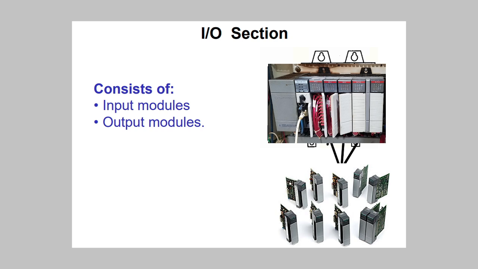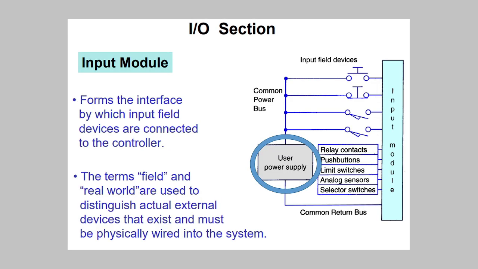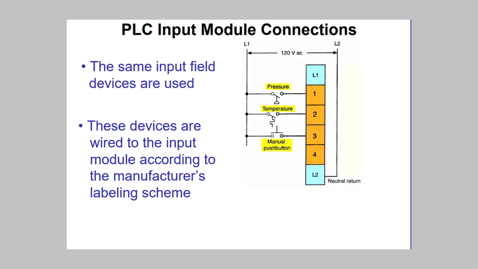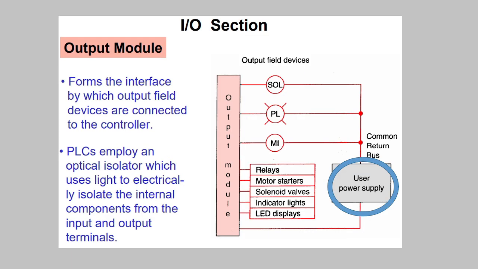Next, what is input and output? Input and output consist of input modules and output modules. So what is an input module? It forms the interface by which input field devices are connected to the controller. Another sample of input module connections. Next, what is an output module? It forms the interface by which output field devices are connected to the controller.